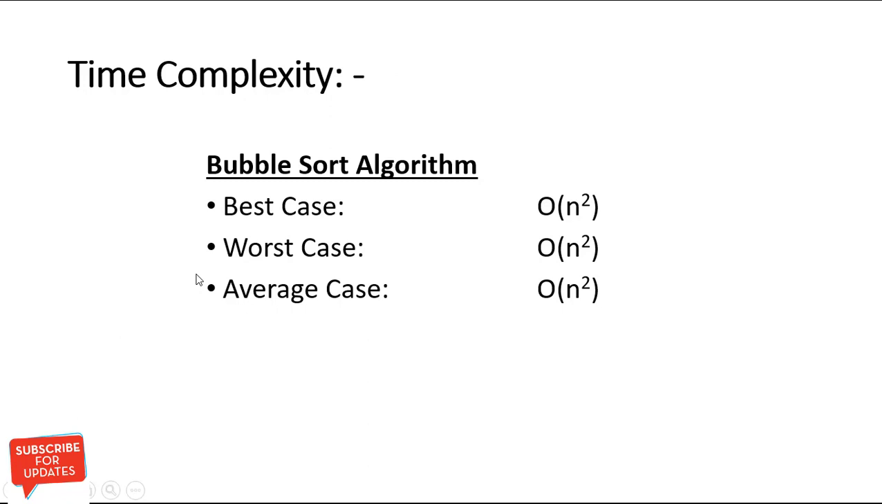This is the time complexity of bubble sort in the best case, worst case and average case. In all the cases, suppose the overall array is given sorted, then it will take O of n square time. If it is reverse sorted, then it will take O of n square time. In any case, it will take O of n square time.